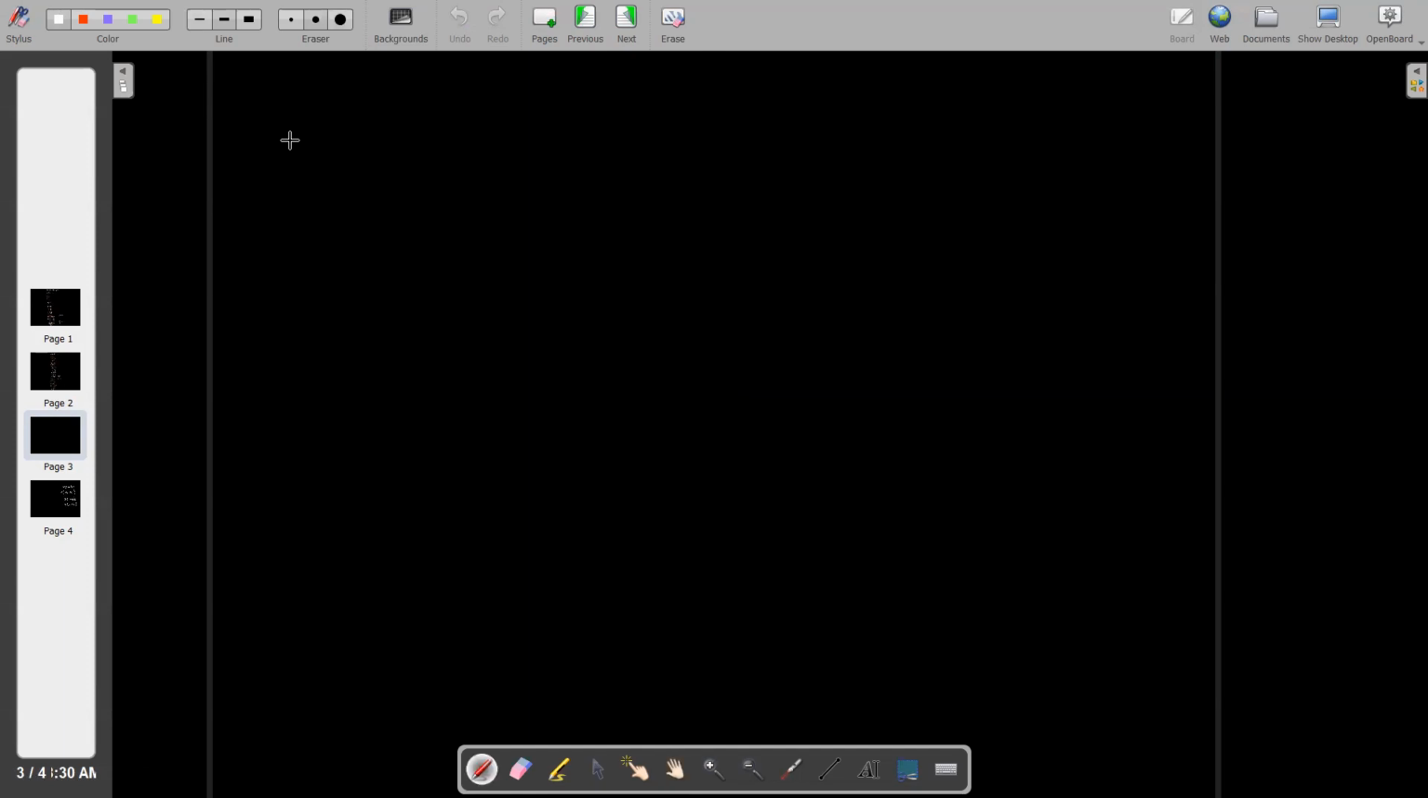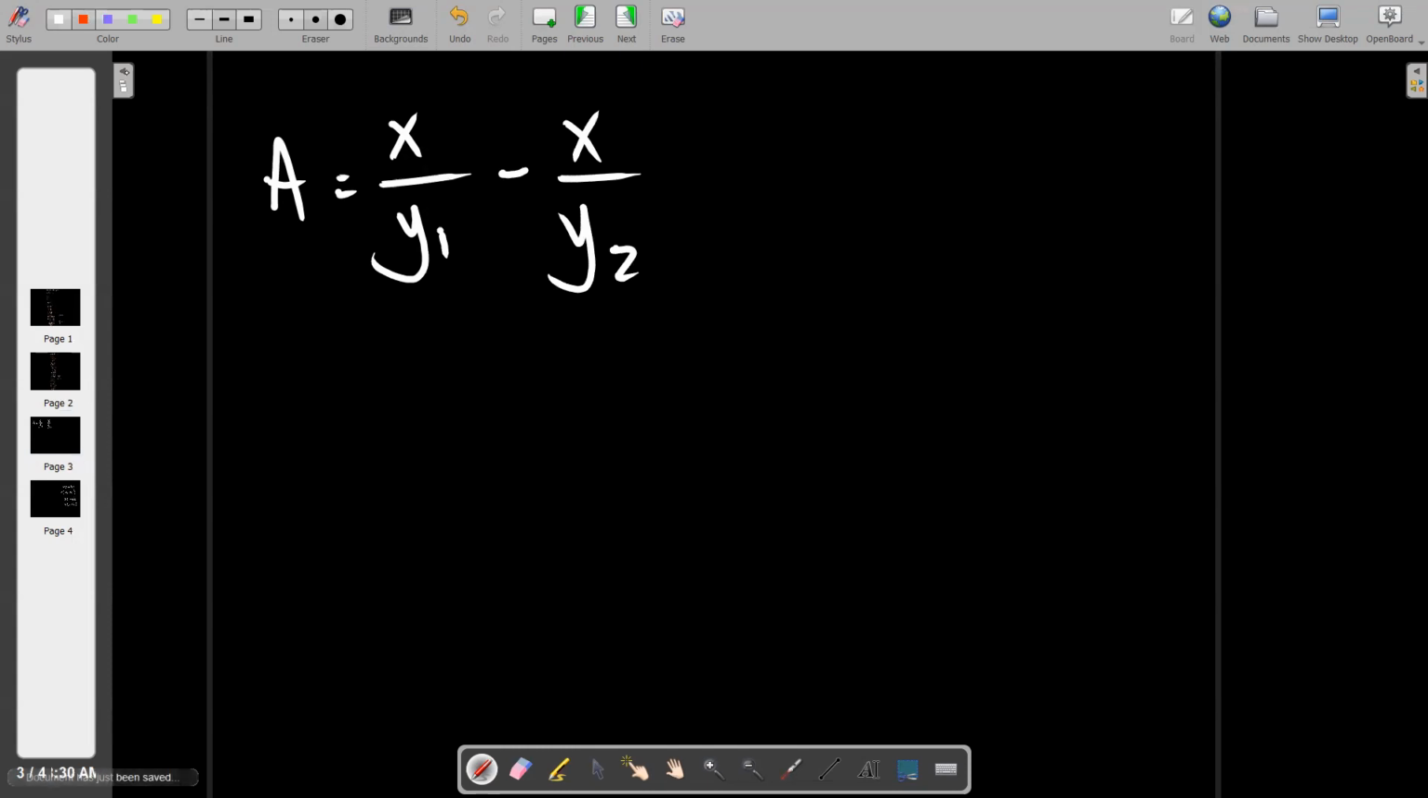Same problem. A equals x over y1 minus x over y2. And this time I would like you to solve for y1. We're still going to multiply the exact same way. We're going to multiply by y1, y2. The fraction killing is a non-negotiable.